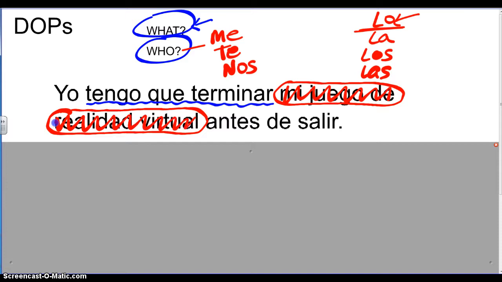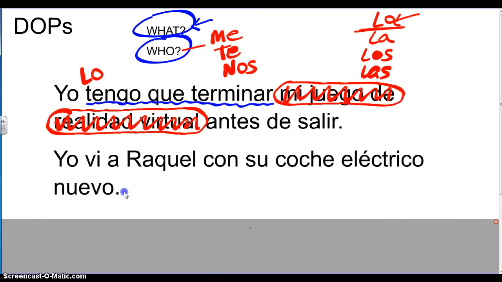Direct object pronouns replace the direct object. So this goes away and I replace it with a lo. And I end up with yo lo tengo que terminar antes de salir. And that is how I rewrite a sentence with a direct object pronoun. Let's look at another example.